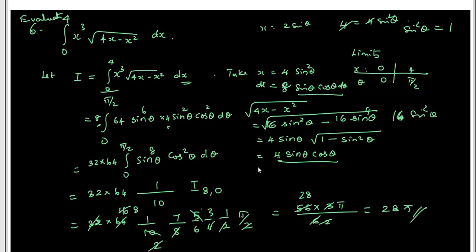Then you add these two powers and put it in the denominator. You cannot simplify this further, so using the reduction formula, you have 7 6 5 4 3 2 1 into 1 by 2 comes, so pi by 2. And then cancel out terms, and ultimately you will arrive at 28 pi.